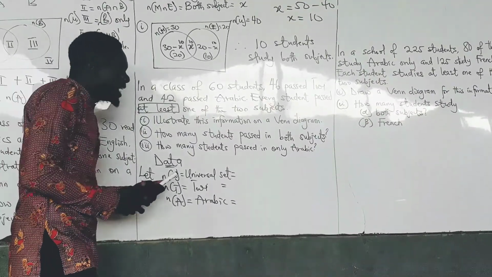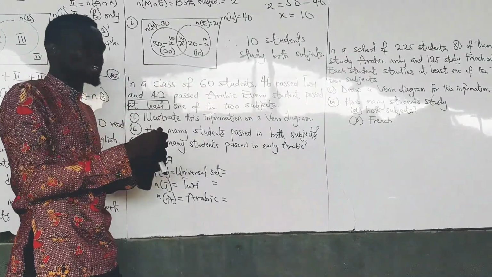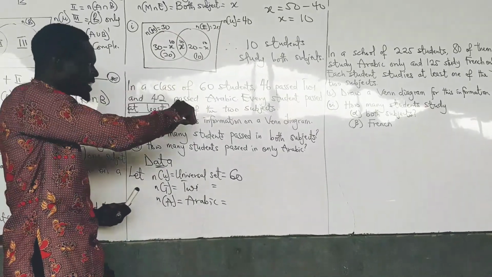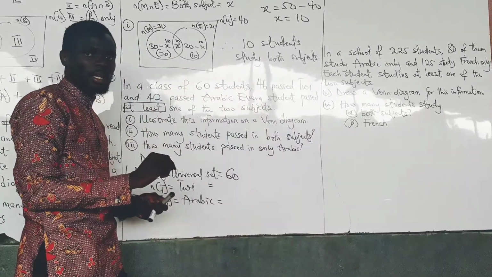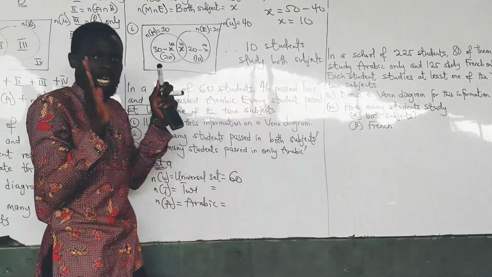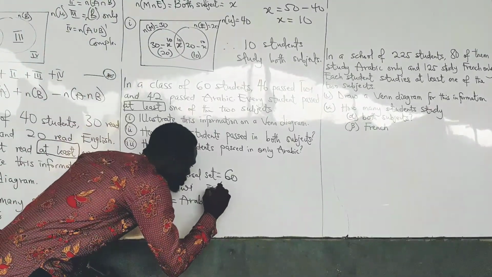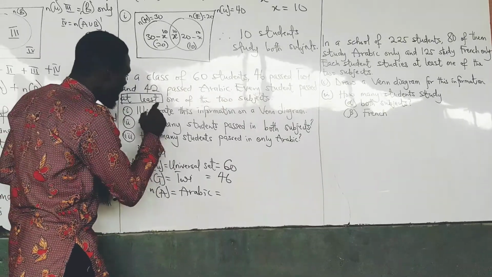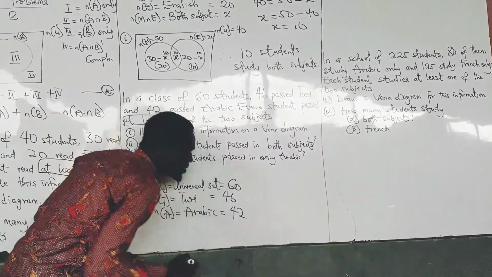When you read, it says that in a class of 60, so they've mentioned the universal set as 60. And they said that 46 pass P. It did not say only, it said P. 46 pass P. So 46 of them pass P. And 42 pass Arabic. So 42 pass Arabic.